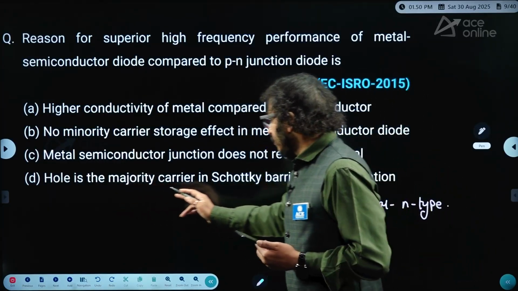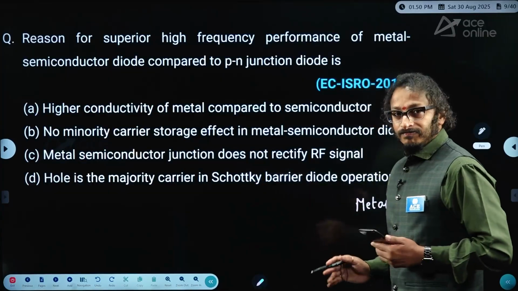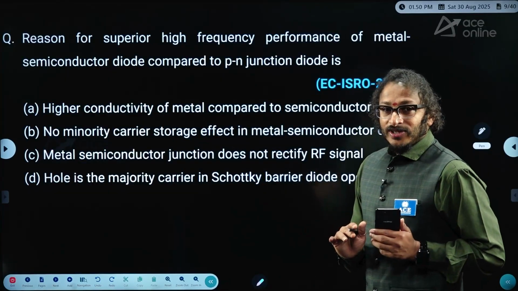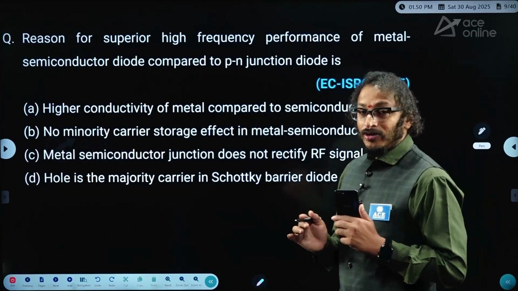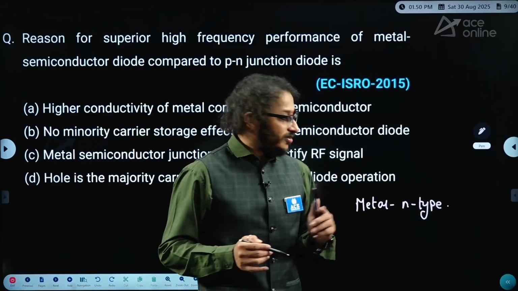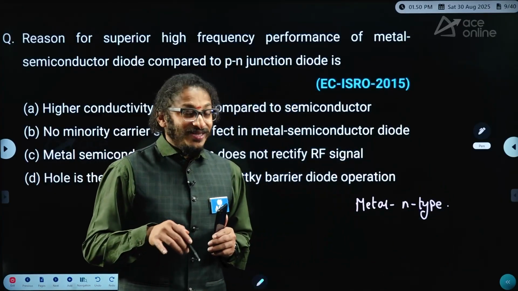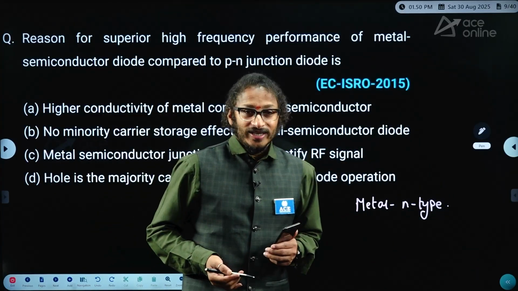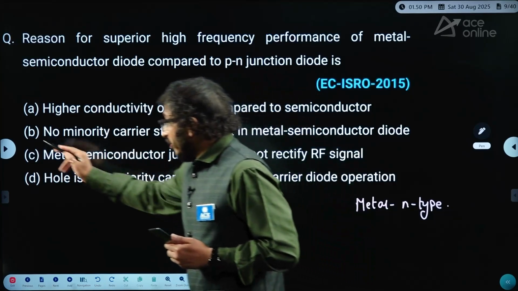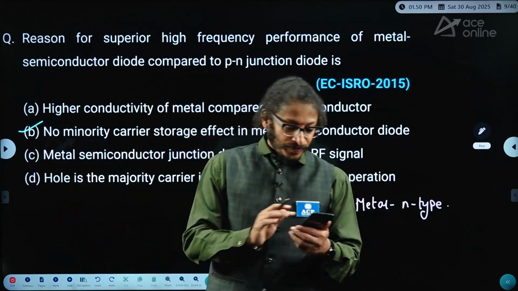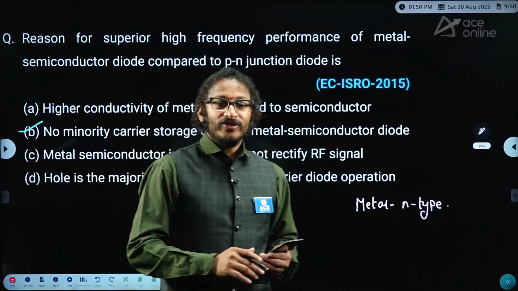And hole is the majority carrier. I'm sorry, I told you a number of times, if no condition is given, the default metal to semiconductor is metal to n-type. In that case, electrons are the only majority carriers, not holes. So the only choice here is option B. Yes, option B is apt for the given question.